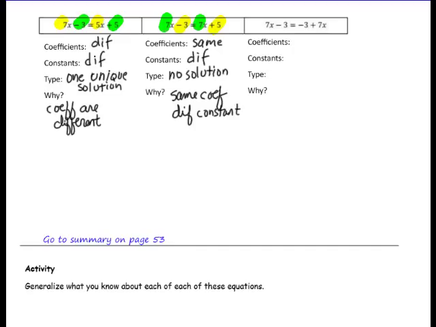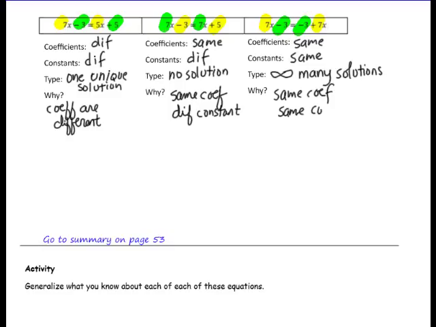In the third problem, let's take a look at the coefficients. The coefficients are the same. The constants are the same. We have the same coefficient and the same constant. This type of an equation has infinitely many solutions. Why? They have the same coefficient and the same constant.